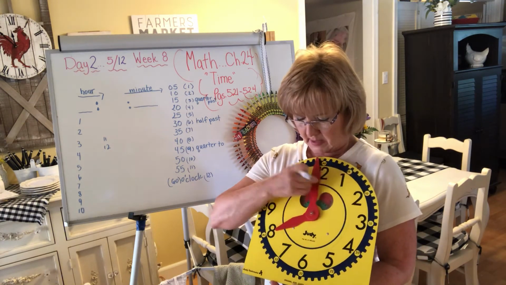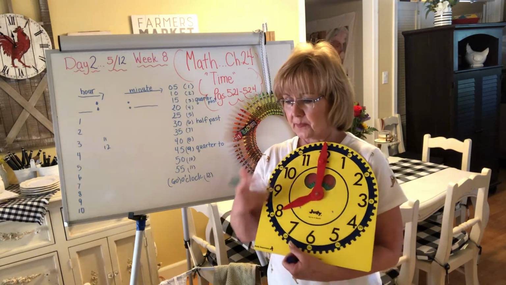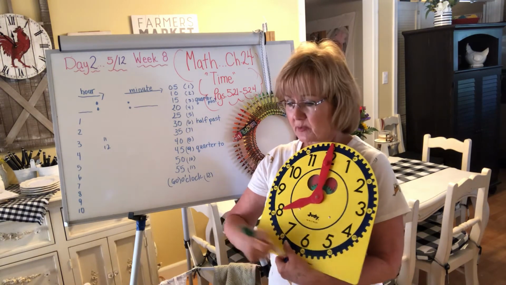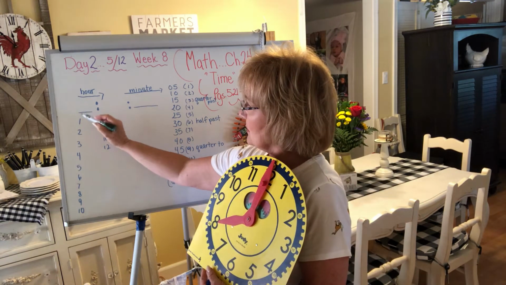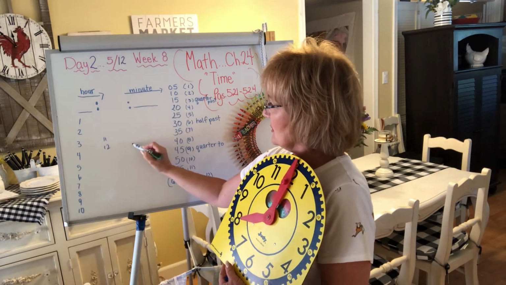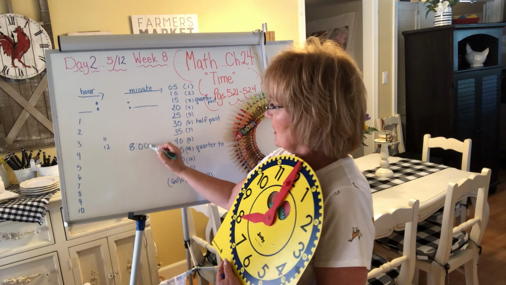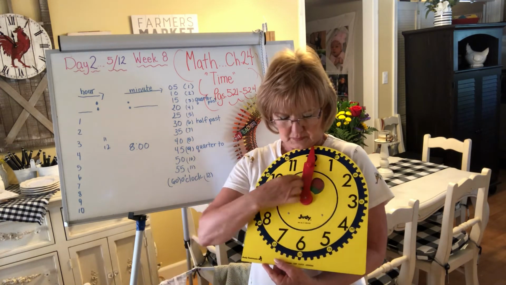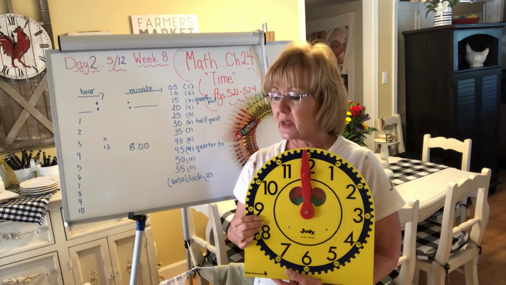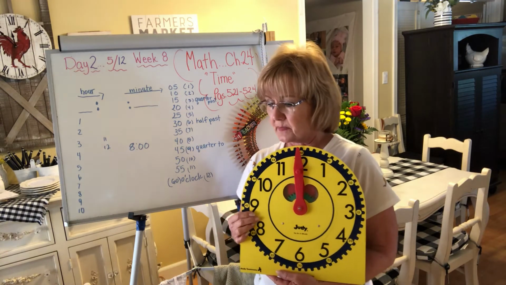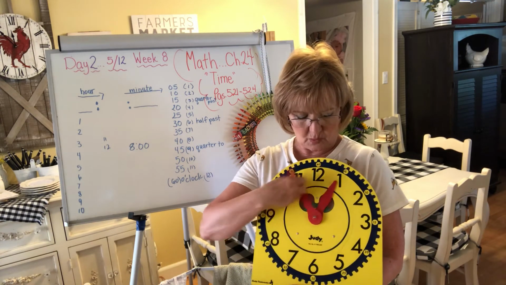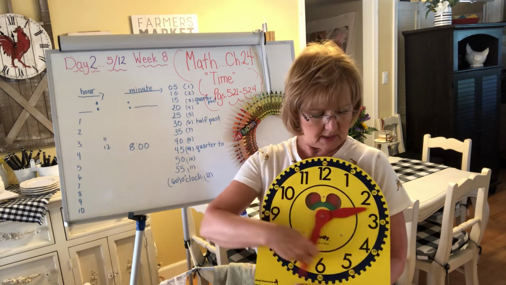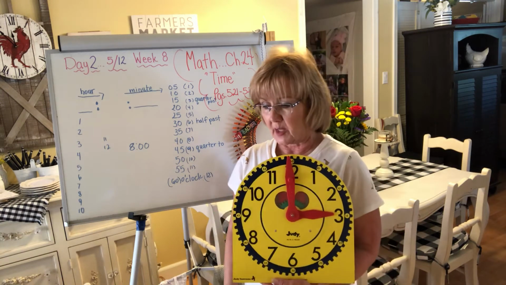So going back, what is your first time there? 8 o'clock. Good. Go ahead and write that. That would be the 8 would come first. O'clock is 0. This is what 8 o'clock would look like. Okay, number 2. What time is it? Both of them are straight up. 12 o'clock. And then 1 o'clock, 2 o'clock, 3 o'clock.